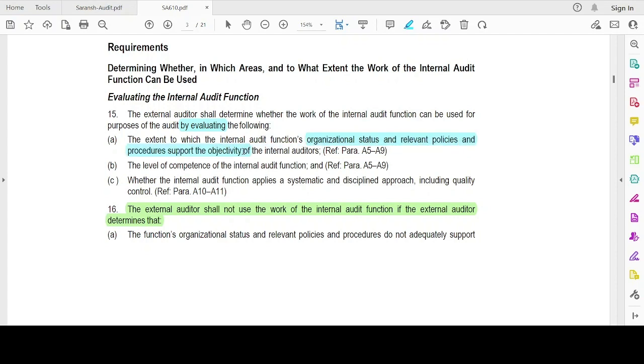What is the status given to them? Whether it is unbiased. If I'm some employee, I have so many heads above me that I will not be able to exercise my objectivity or independence there, right? That's why organization status, relevant policies, and procedures should be used as a tool to evaluate his objectivity. Then level of competence, and then whether the internal audit function applies a systematic and disciplined approach, including the quality control.